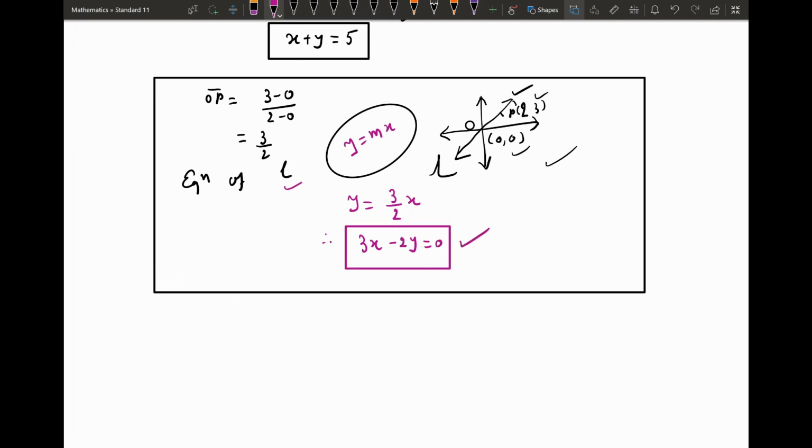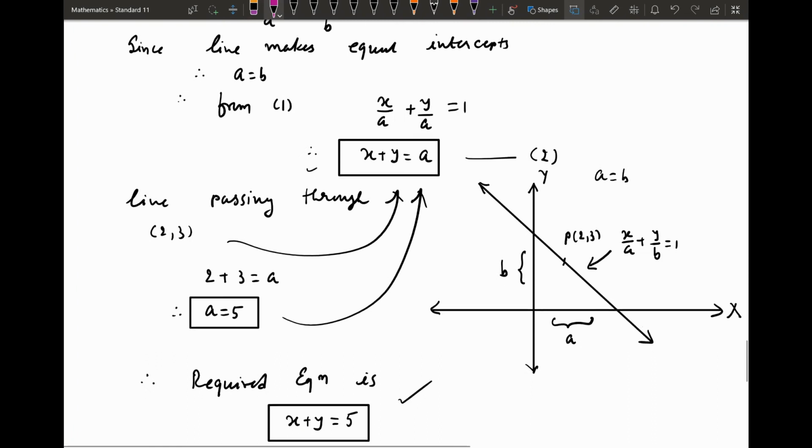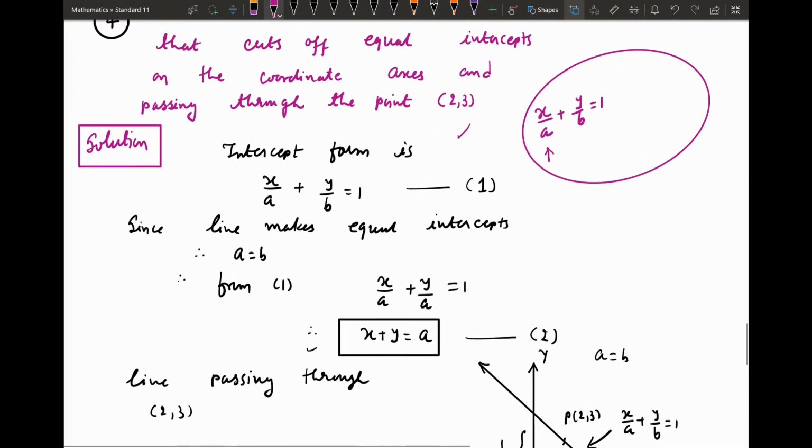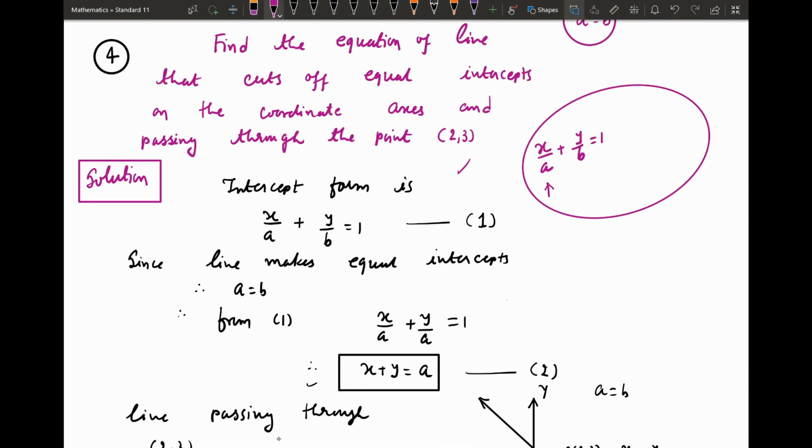This is the line passing through (2, 3) and having x intercept 0 and y intercept 0. So this is also a possibility, but in the solution we considered the case in which x intercept and y intercept are non-zero and we obtained the solution. So next time we will discuss more problems.